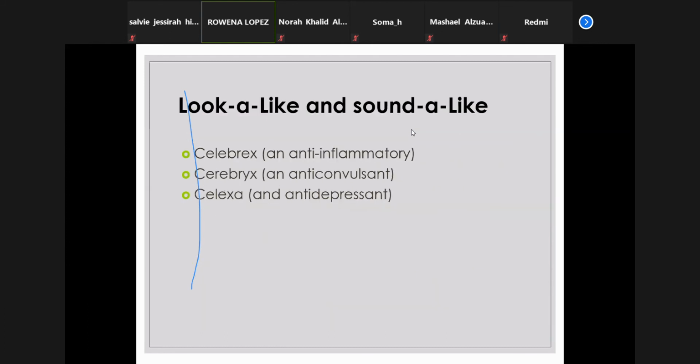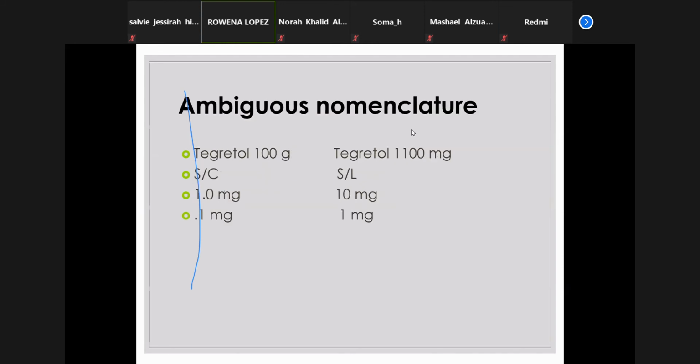We also have look-alike and sound-alike drugs, which we know about. For example, Celebrex, which is an anti-inflammatory, Cerebyx, which is an anticonvulsant, and Celexa, which is an antidepressant. Look-alike, sound-alike. We have ambiguous nomenclature, like Tegretol, S/C, so we need to write it properly. Then 1.0 milligrams, 0.1 milligram, Tegretol 1,100 milligram, SL, 10 milligram, 1 milligram.